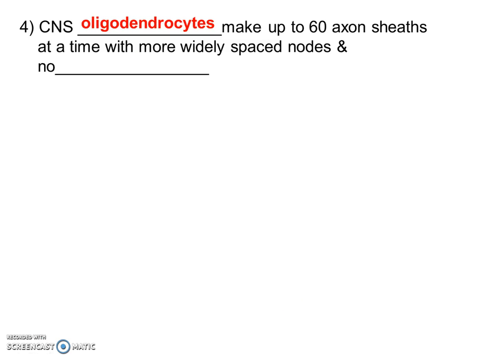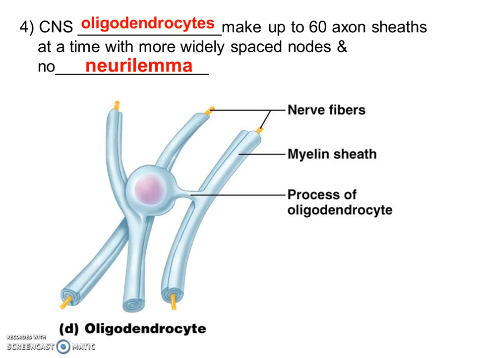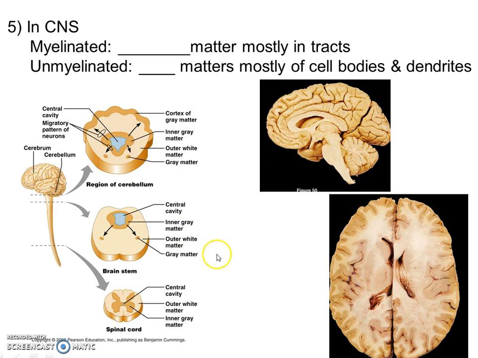In the central nervous system, remember it was oligodendrocytes that made the myelin, but instead of making little segments with nodes in between them, they're making great big sheaths at a time, and so the nodes are more widely spaced. So here you see one oligodendrocyte making all of this sheath in the central nervous system. There is no neurolemma. In the central nervous system, where you have nervous tissue that's myelinated, it makes the tissue look lighter in color, and so we call that white matter.